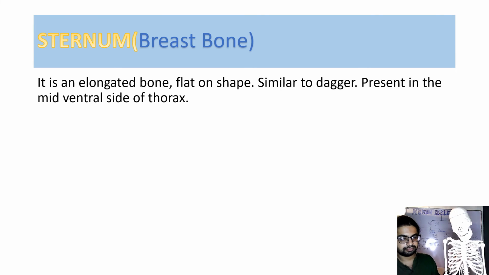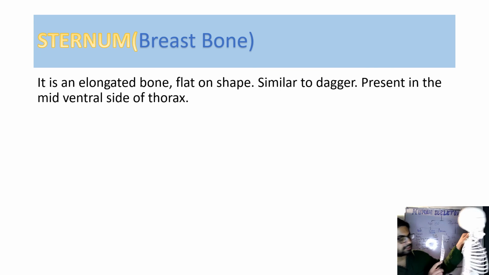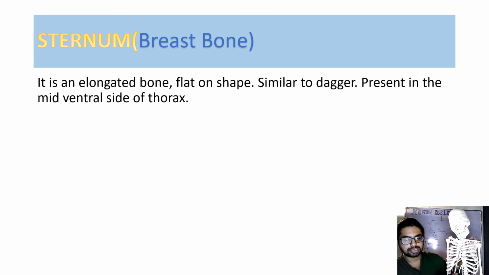Sternum, it is the breastbone, also called breastbone. It is an important part of the axial skeleton. It is an elongated bone, flat in shape, similar to a dagger, present in the mid-ventral side of the thorax. Actually this is the ventral side and this is the dorsal side. So this breastbone, sternum, is present in the mid position, mid-ventral side of this thorax.